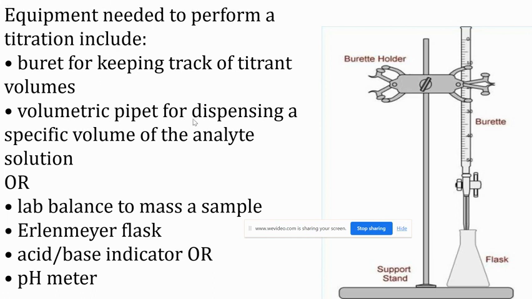Okay, volumetric pipette for dispensing specific volumes of the analyte solution. I had you do that when you did your acid base lab. I had you use a pipette to get out the right amount of acid into the beaker. Lab balance, you're going to have to use that this time for this redox reaction. You need an Erlenmeyer flask, which is what's going to contain that analyte. And then an acid base indicator or some sort of indicator that's going to tell you that the color change has happened, and or a pH meter, which is what we'll use in the spring when we do this lab.